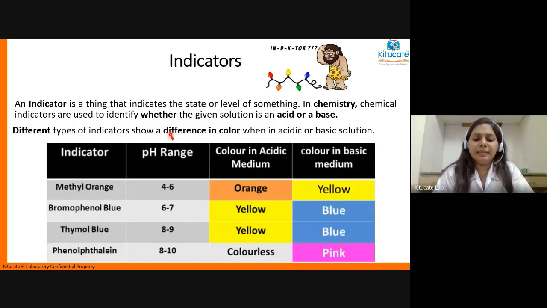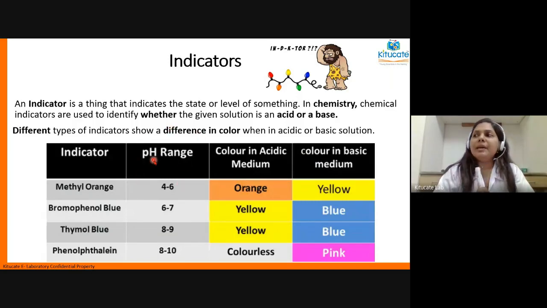These indicators are of many types. Some indicators are chemical indicators, which are synthetically prepared in the lab. And some indicators are natural indicators, which are extracted from some plants or some kind of living thing, like some flowers, some leaves, anything. We'll be studying different types of indicators today. Now let's go on to find out what is pH.